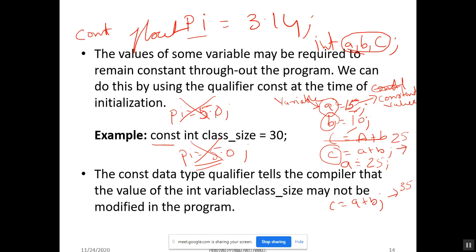Is this clear to all? Yes, sir. Okay. If I don't write this, it is a variable. If I write this, then it is a constant. Understood? And what is 3.14? It is a constant value. Understood? Variable and constant.